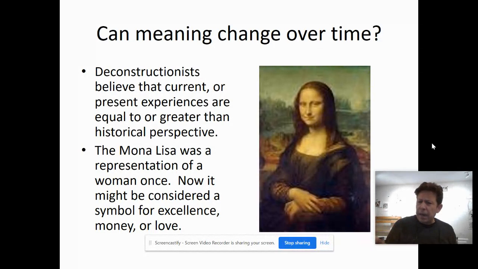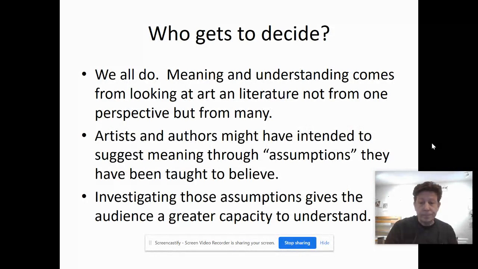So when we look at the Mona Lisa, it no longer just represents this person, but it could represent things like excellence, money, love, and we could think about why did he choose this person to paint or that sort of thing. So a deconstructionist would want to find out more about Leonardo in order to better understand the painting, but not just Leonardo. He would also want to know, or she would want to know more about the art world.